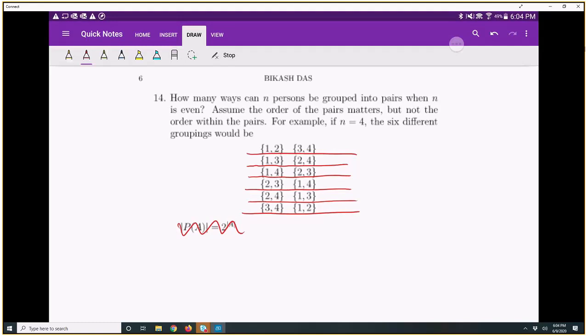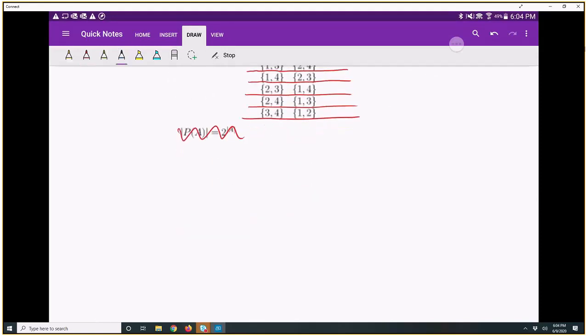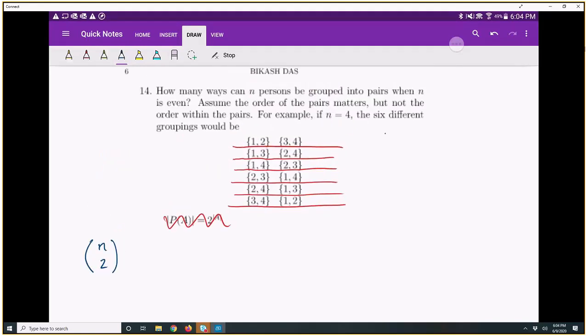But what if instead of 4, we had 6? Or rather, what if instead of 4 we had n? First I'm going to choose 2 from n, just like I did here. I had chosen 2, and then I'm going to have n minus 2 choose 2, which in this case was 2 choose 2. Then I'll have n minus 4 choose 2 if n is big enough.